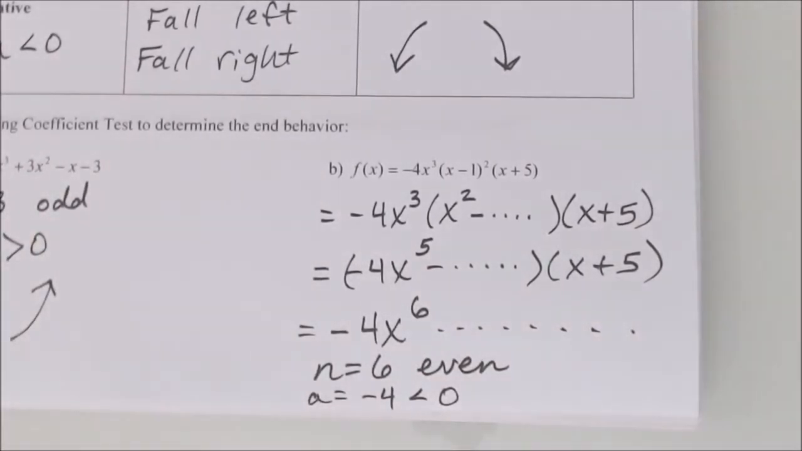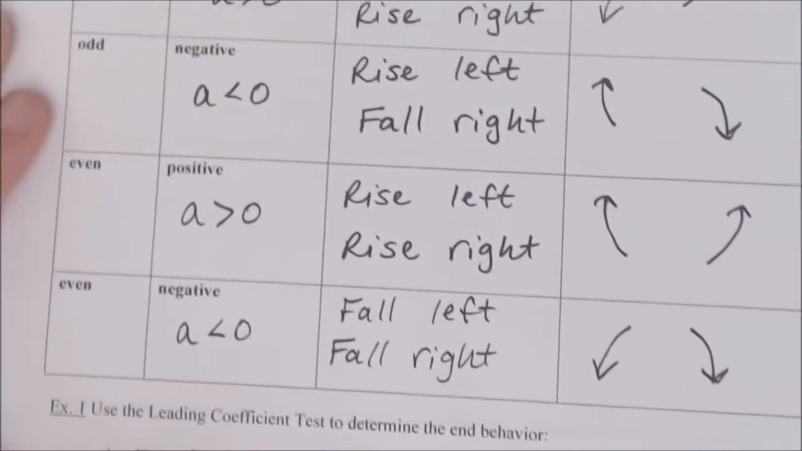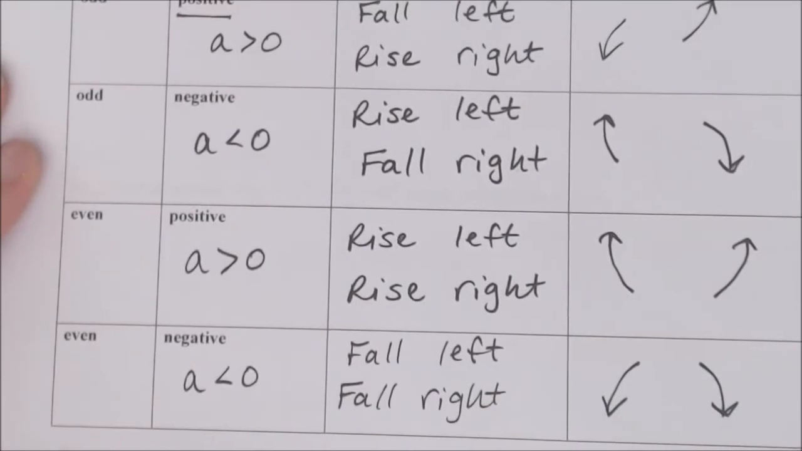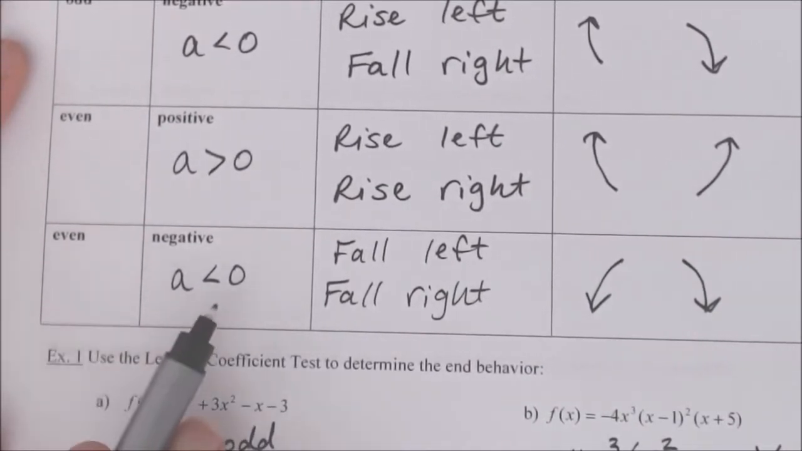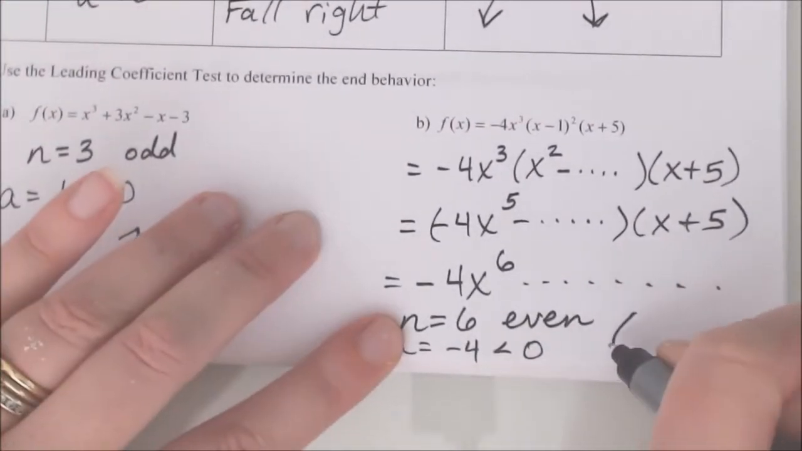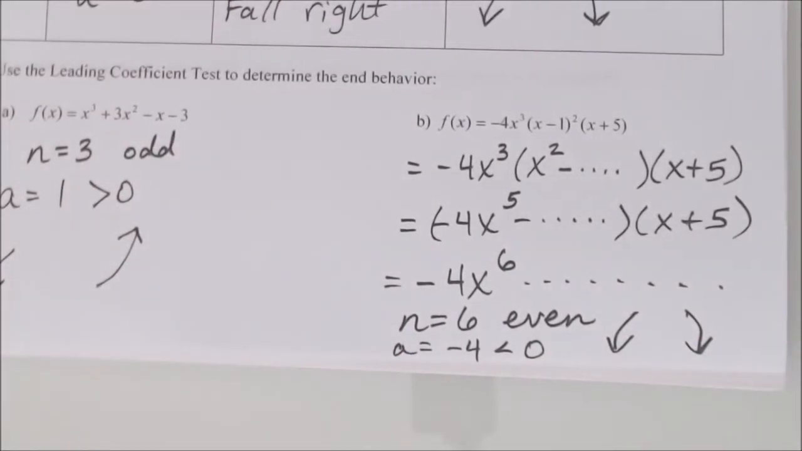So look back at your 4 cases. Which one are we dealing with here? So we have an even degree and a negative coefficient. So that would be this case right here, even degree, negative coefficient. So it's going to fall on the left and fall on the right. And again, you could say it in words or you could just draw it. That would be fine with me.